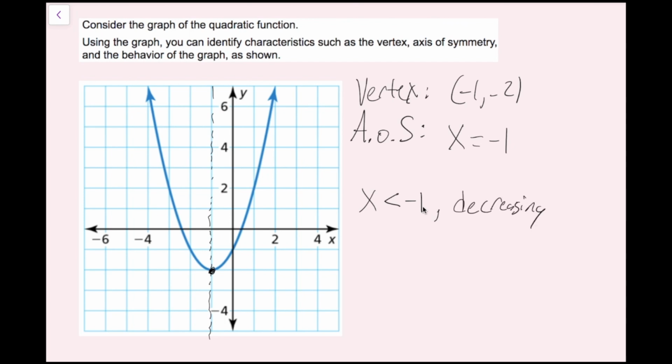And then when x is greater than -1, we see that the value from left to right of y is going up. So that means when x is greater than -1, this function is increasing. Anyway, we have successfully identified the vertex, axis of symmetry, and we've described the behavior of this parabola, and now we're done with example 1.